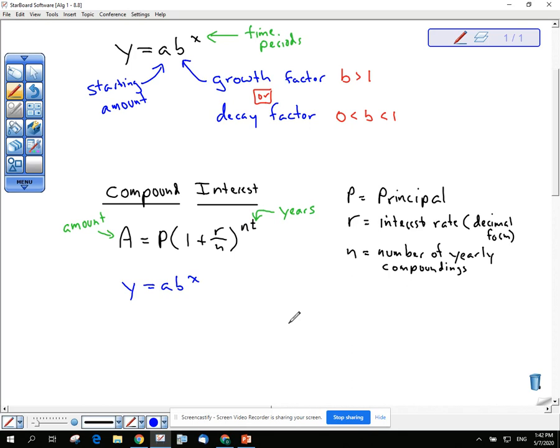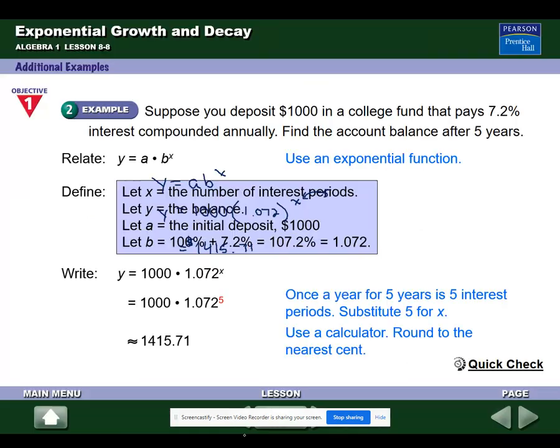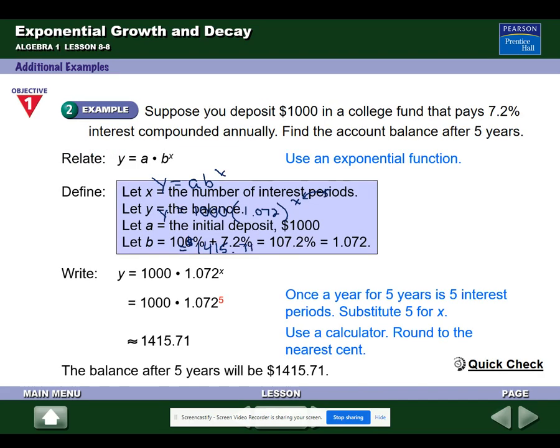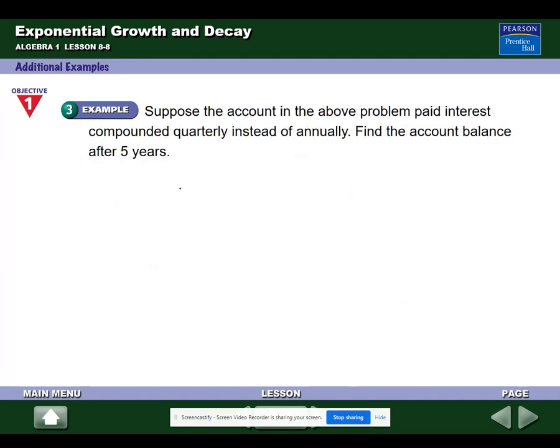Okay, so back to an example then. Suppose the account in the above problem paid interest compounded quarterly instead of annually. Find the account balance after 5 years. Okay, so we were asked that question about 5 years here. Now we're going to do that again, but it's going to be compound interest. So let me just write the formula again real quick here. And all the information given would be like this.